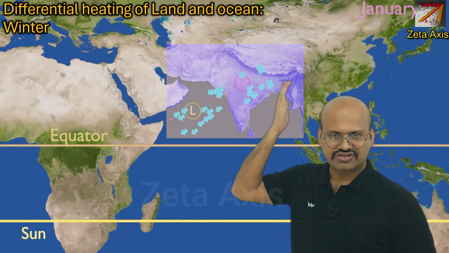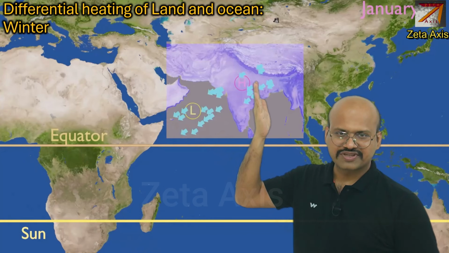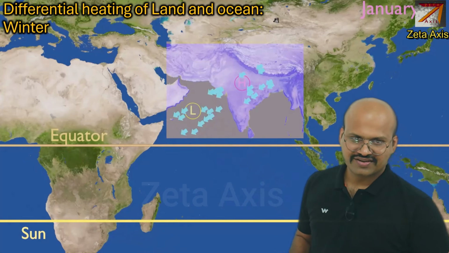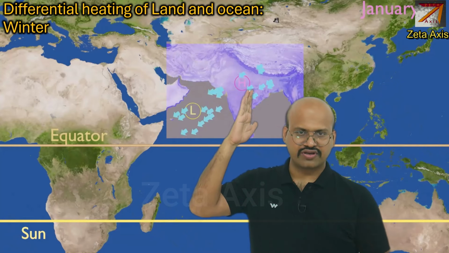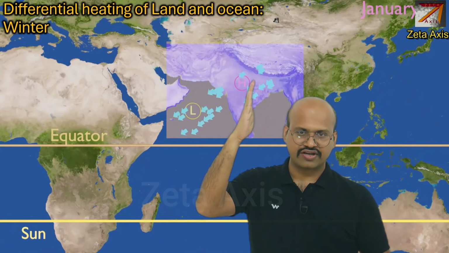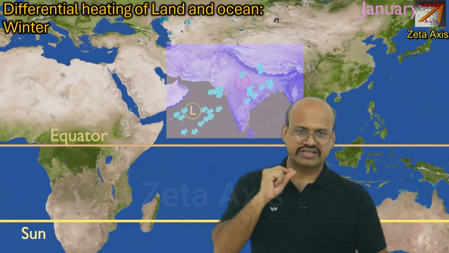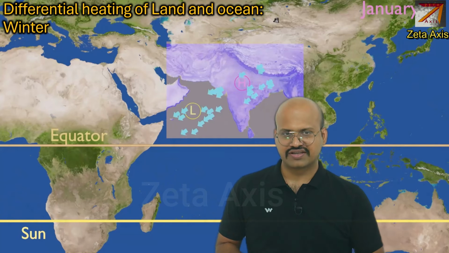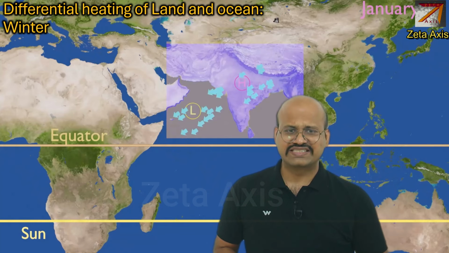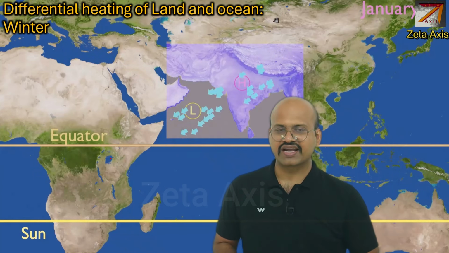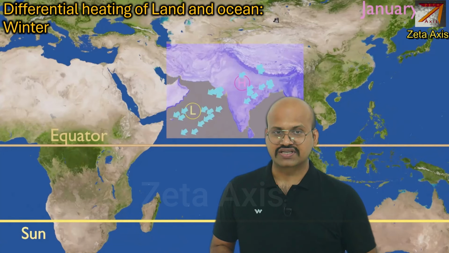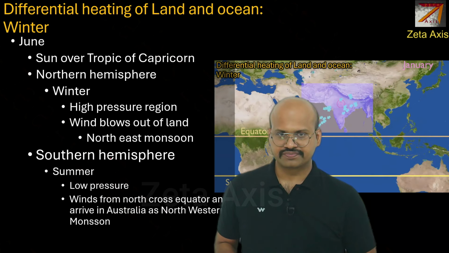So wind will now start to move from the high pressure region towards the low pressure region. G.C. Leong says that this is the reason why the wind is flowing from the land towards the ocean, that is northeastern winds flow during the winter season. Remember, this is a reason, but this is not the only reason. Jet streams also play a very significant role in the change of directions, and there are several other factors which we have discussed in our other video.